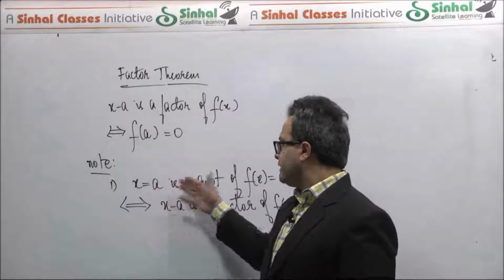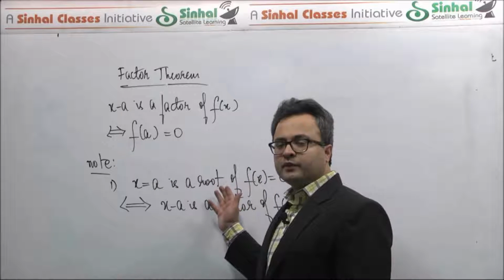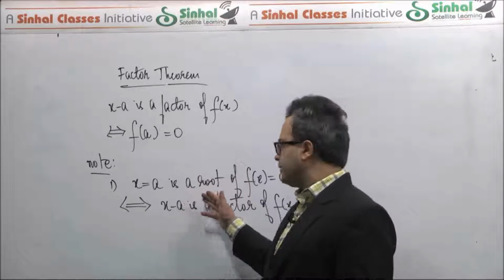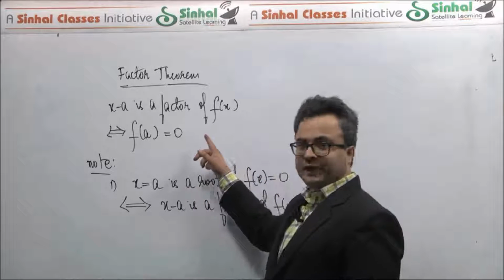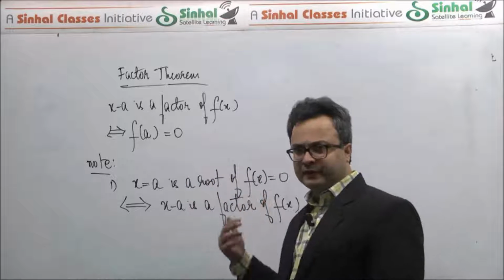When I say that x equal to a is a root of f of x equal to 0, what that would require is that f of a happens to be 0. But if f of a is 0, then by the factor theorem, x minus a must be a factor of f of x, right?